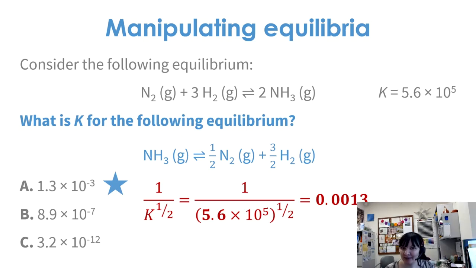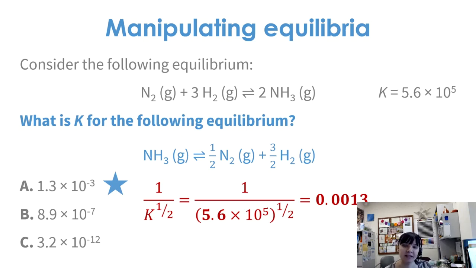All right, so again, we see here two examples of manipulating equilibria and manipulating the K constant that goes with that. Although these are very similar reactions, the fact that we're changing things like the molar coefficients and the product versus reactant, that's going to have an effect then on the equilibrium constant K that goes with that reaction, as we can see right here.